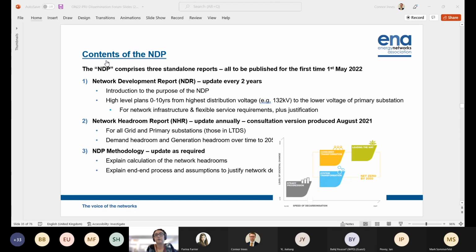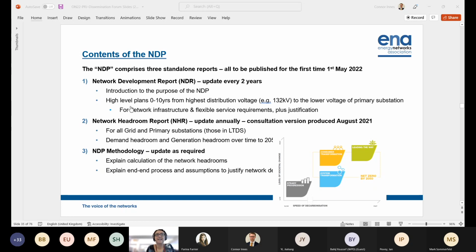They introduce the purpose of the network development plan. They set out those high level plans for infrastructure and flexibility services and justification for those, and they are covering the next 10 years from the highest distribution voltage, that may be 132 kV, or it may be a lower voltage on some of the Scottish distribution networks, down to primary substations.